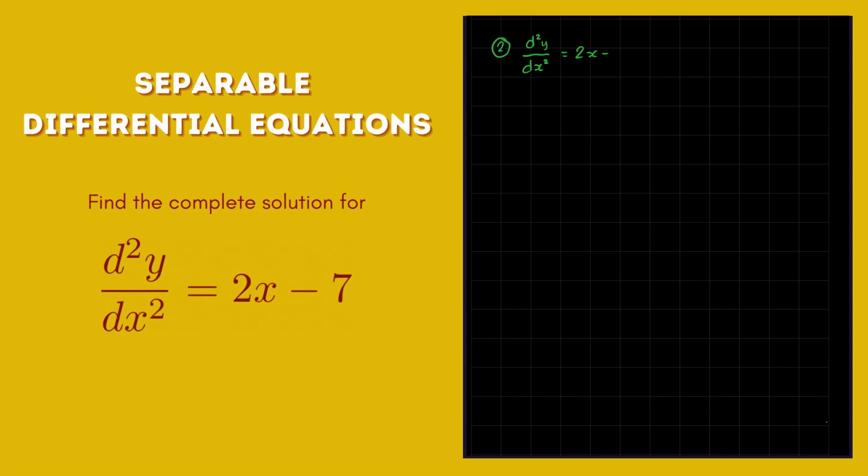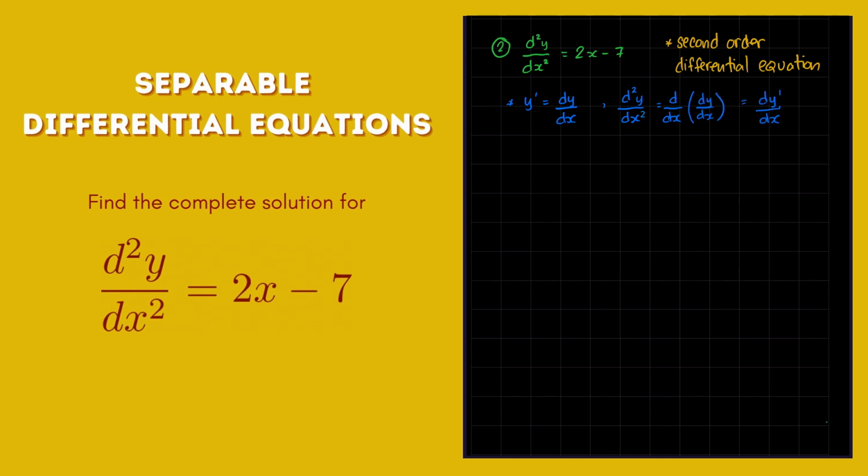We want to find the complete solution for d squared y over dx squared is equal to 2x minus 7. Gumamit lang ako ng ibang wording, pero when we say complete solution, pareho lang siya sa general solution. And notice that this is a second order differential equation kasi nasa second derivative yung derivative natin sa differential equation, no? And let's take note na ang y prime, that's equal to dy over dx. And si d squared y over dx squared equal siya sa derivative ni dy over dx or dy prime over dx. Okay? So we'll first solve for y prime.